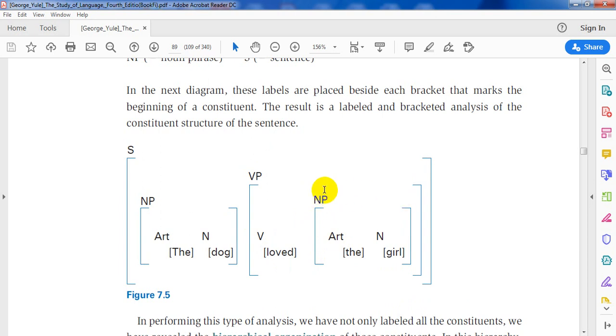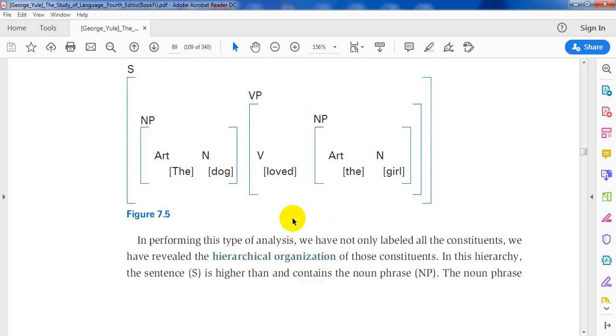And this complement can be a noun phrase, it could be an adjective, it could be an adverb. So here the verb phrase is composed of the main verb plus a noun phrase, that is, the girl.